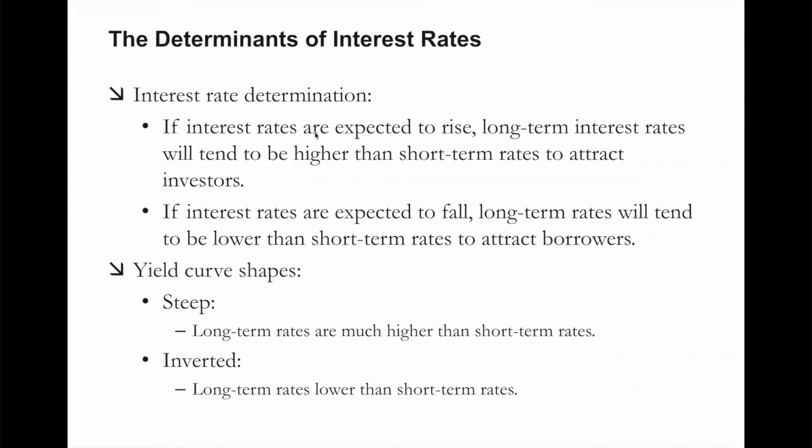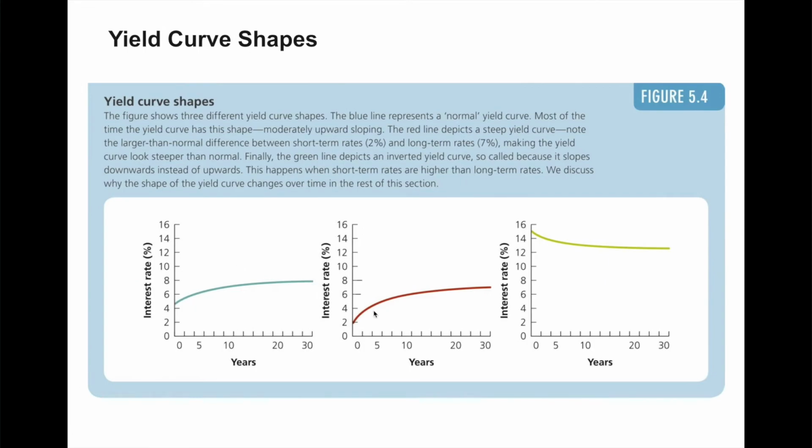So what determines the interest rate? Well, what the yield curve tells us is that if interest rates are expected to rise, longer term interest rates would tend to be higher than short-term interest rates to attract investors, and if they are expected to fall and there are a lot more uncertainties, longer term rates would tend to be lower than short-term rates to attract borrowers. So here, that's what we call steep, which is the one in the middle, inverted, which is the one on the right. Normal, steep, and inverted.